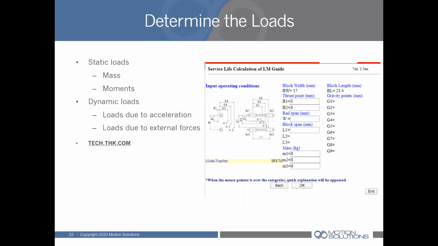You're going to have static loads just from your mass. If you have stacked stages, of course, the lower stage is going to be carrying the upper stage. So you've got that static mass plus whatever your fixturing and your load is. So you've got that mass times the distance they are from the rails. And you also have your dynamic loads due to acceleration.